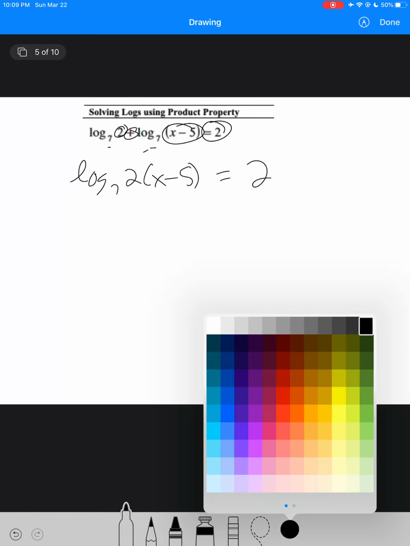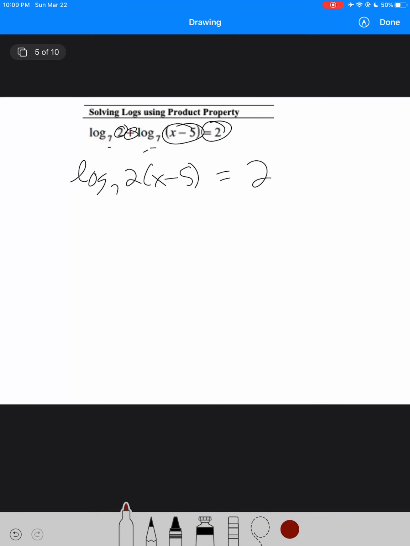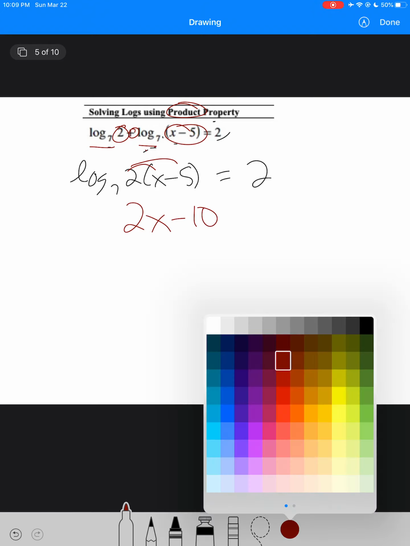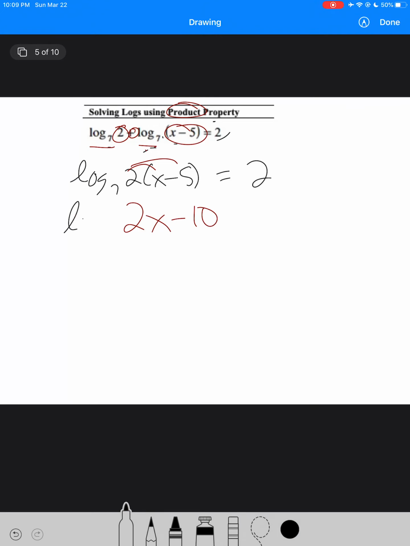So what we did here, just to make sure we're clear, we had the same base. We have a plus sign. So the product property tells us we will multiply this and this. So we would need to distribute that there. So it would end up being 2x minus 10. I still have this log base 7 that is being applied to all of this, so I need parentheses equals 2.